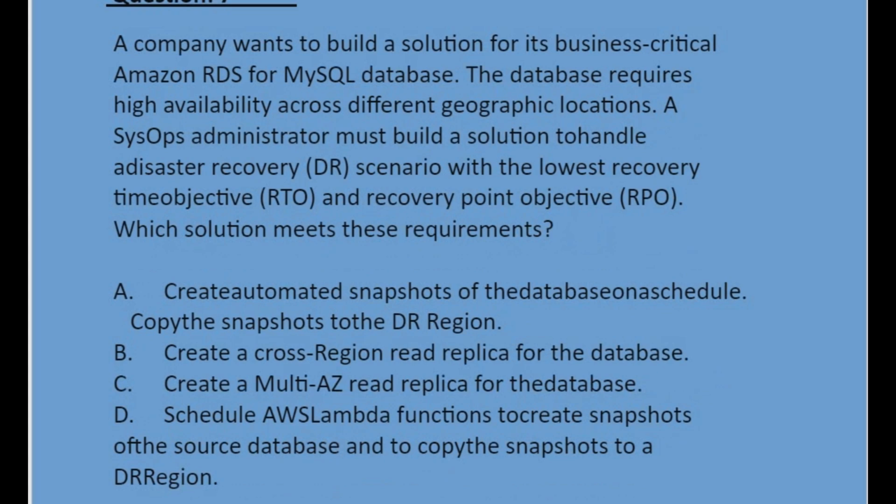Option A. Create automated snapshots of the database on schedule. Copy the snapshots to the DR region. Option B. Create a cross-region read replica for the database. Option C. Create a multi-AZ read replica for the database. Option D. Schedule AWS Lambda functions to create snapshots of the source database and to copy the snapshots to a DR region.